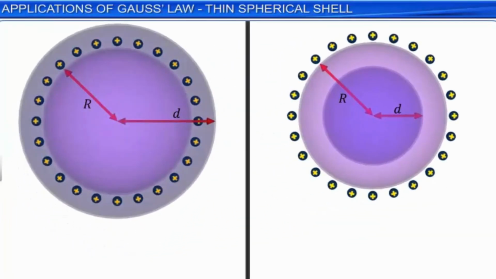Thus, for all distances d from the center of the spherical shell, which are greater than its radius r, the magnitude of the electric field strength E due to the uniformly charged thin spherical shell is given by E, which is equal to 1 by 4 pi epsilon naught Q by d square. For all distances d from the center of the spherical shell, which are less than its radius r, the magnitude of the electric field strength E due to the uniformly charged thin spherical shell is 0.